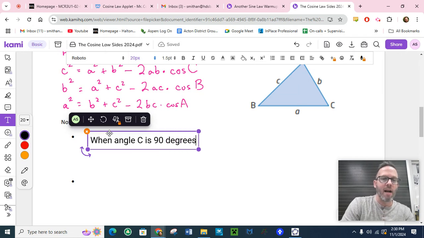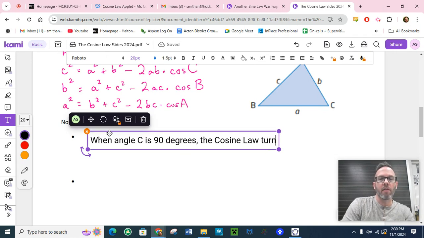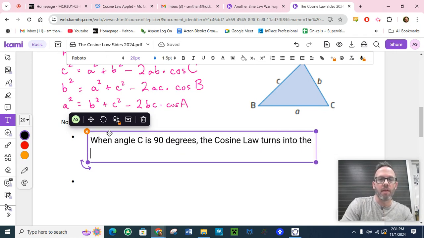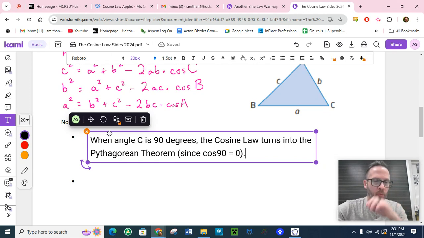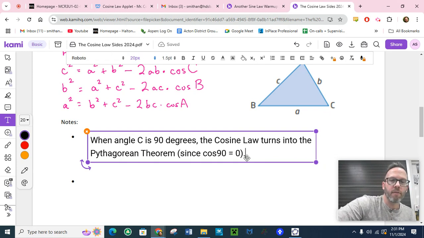When angle C is 90 degrees, the cosine law turns into the Pythagorean theorem. And that's because the cosine of 90 is equal to 0. And you guys verified that on your calculators.